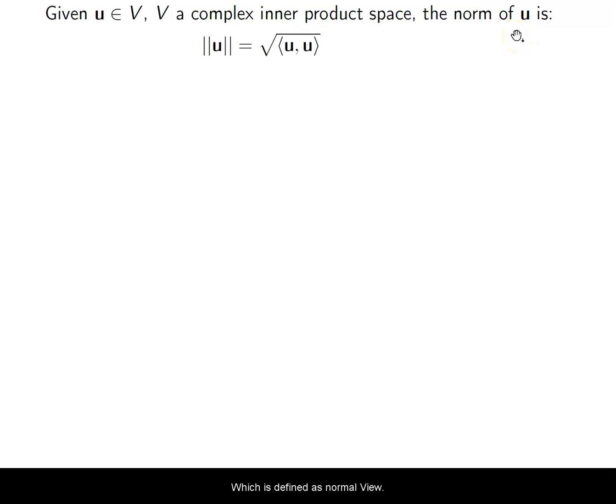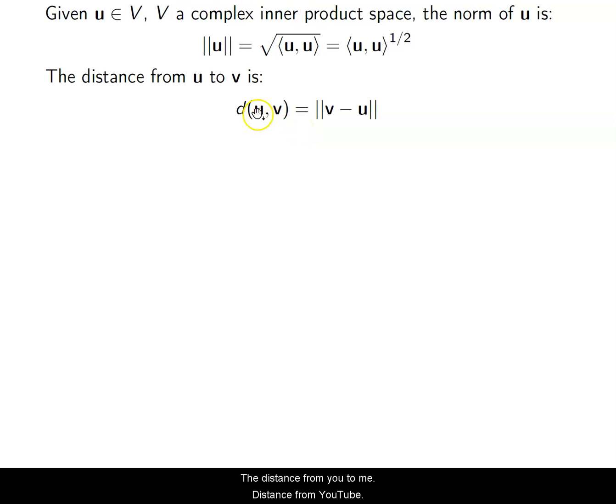All right? So now let's go over some of the formulas that we're used to, right? So let u be a vector in V, where V is a complex inner product space. Then we can talk about the norm of u, which is defined as the square root of the inner product of u with itself, which can also be written as the inner product of u with u to the 1/2 power. Some textbooks like to use this. I'm pretty sure our textbook uses this more often than not. But if you see this, don't get confused. This is not some special thing. It's just the power. The distance from u to v is the norm of v minus u.